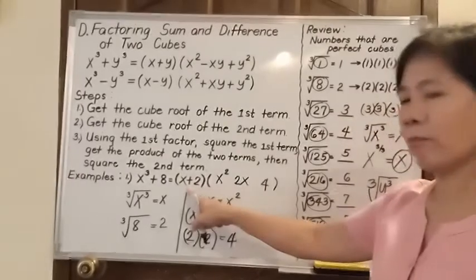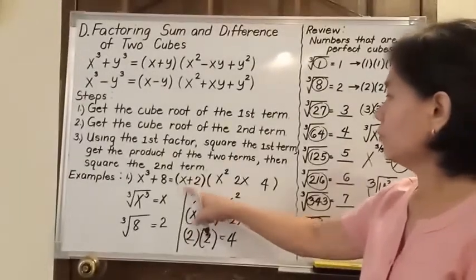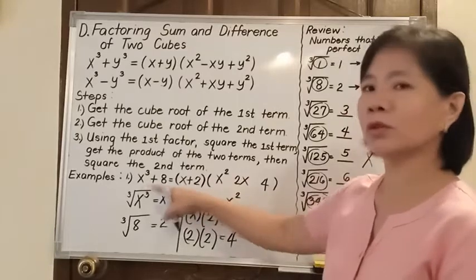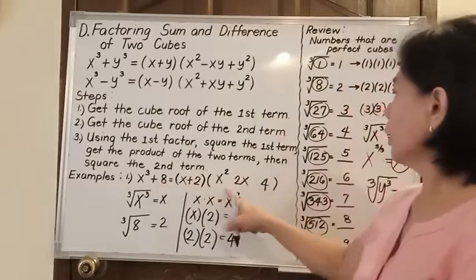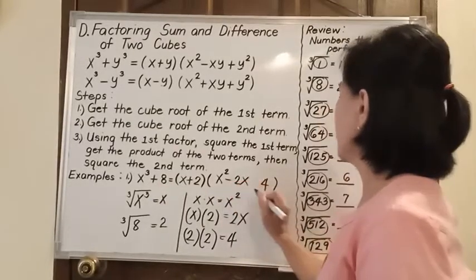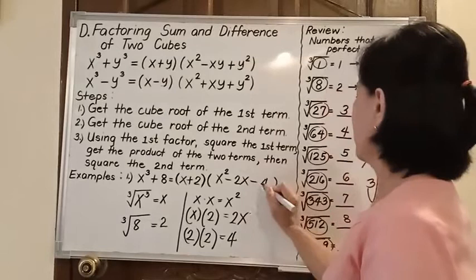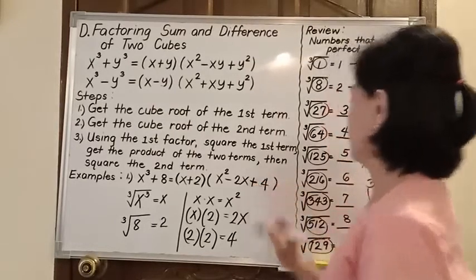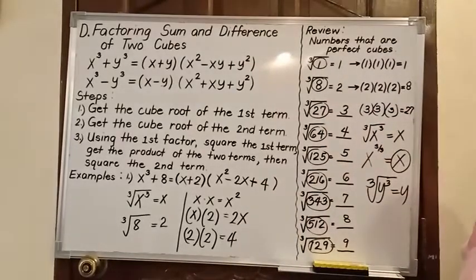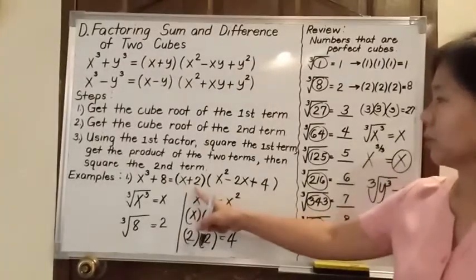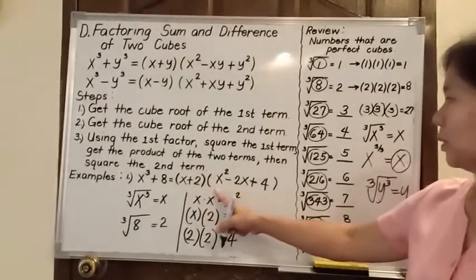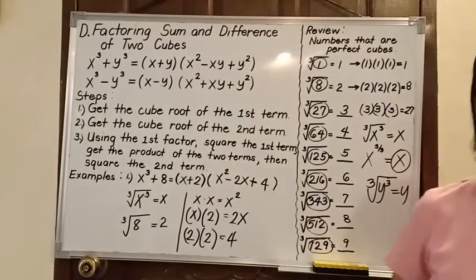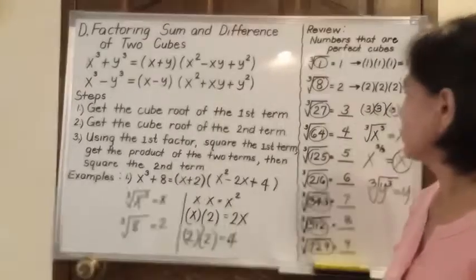We have the sum of the binomial, or the sum of the two terms, and the sum of the two cubes. Therefore, we have alternating signs. So the factors are the quantity x plus 2 times the quantity x squared minus 2x plus 4. And that is example 1. Let's move to the second.